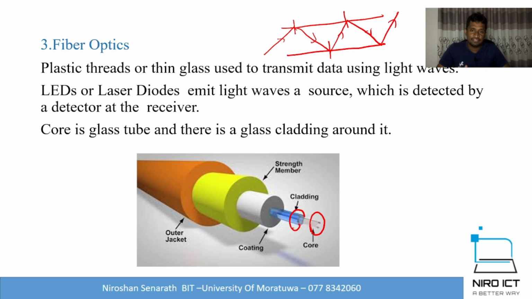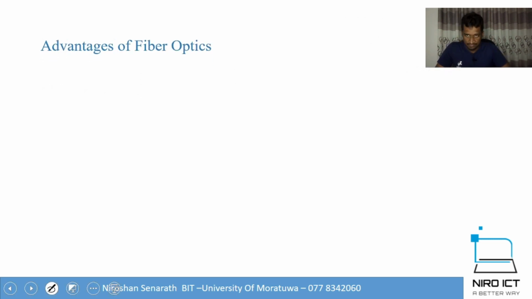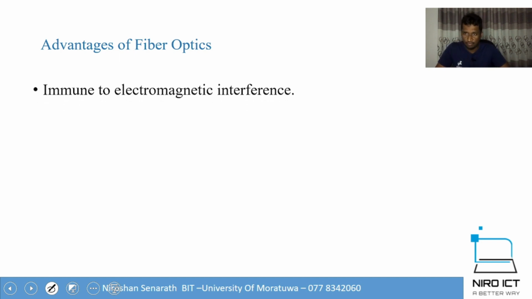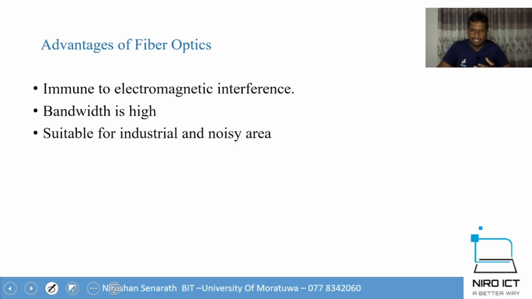This is the fastest data transmission media in the world. A lot of benefits are there, right? So let's see what the advantages of fiber optics are. One, it is immune to electromagnetic interference, right? The second one, the bandwidth is high, comparatively higher than the other 2 types of cables. That is a very big advantage for us, because if we have high bandwidth, our data speed is good. That's suitable for industrial and noisy areas. It is not mixed with noise because it is light waves.